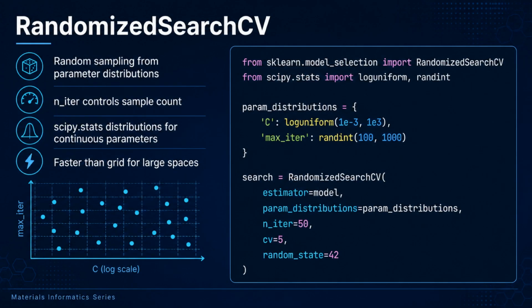Randomized Search CV samples n-iter random combinations from the parameter space. Use scipy.stats distributions for continuous parameters like uniform or log-uniform.